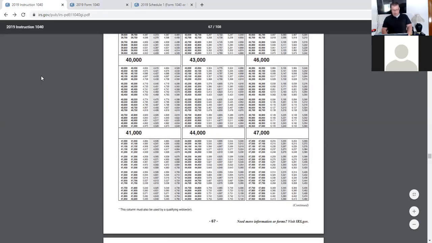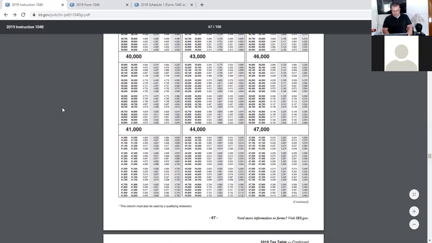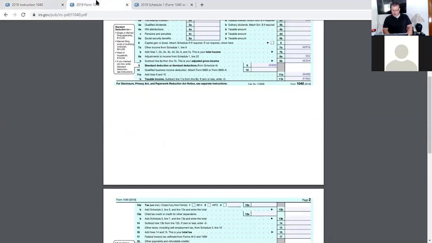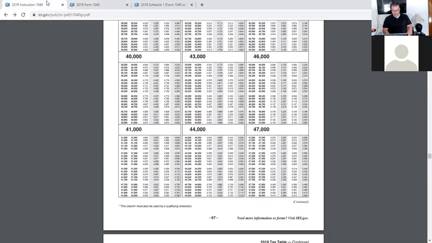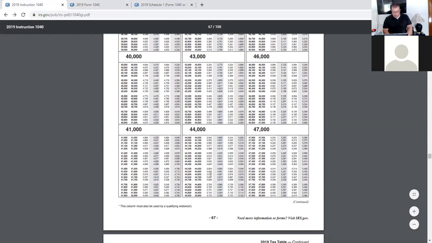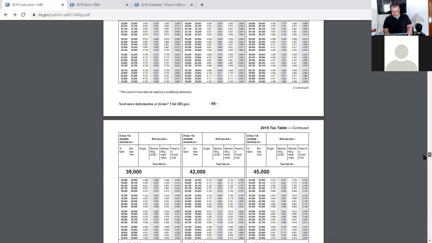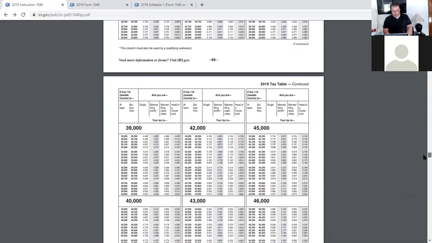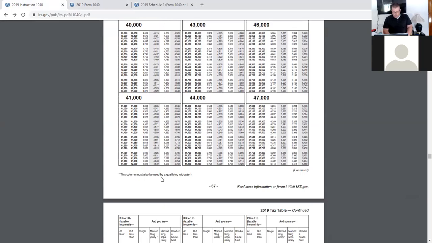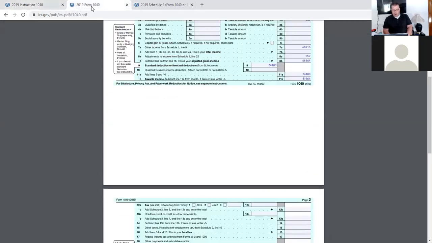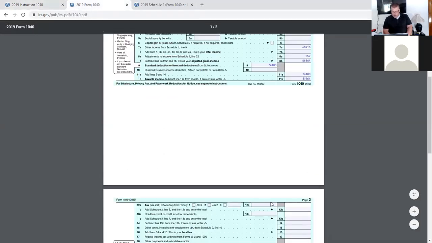And here we go, 41,000, and then we're going to look between 41,950 and 42,000. That's where 41,964 lies. And we find out that if we're married filing jointly, which the McDonalds are, and so married filing jointly is the second one to the right. So we look here, their tax is $4,649. That's how much they owe. That's how much we are going to enter on line 12A.